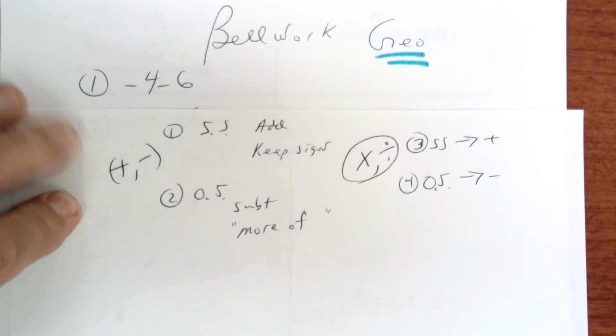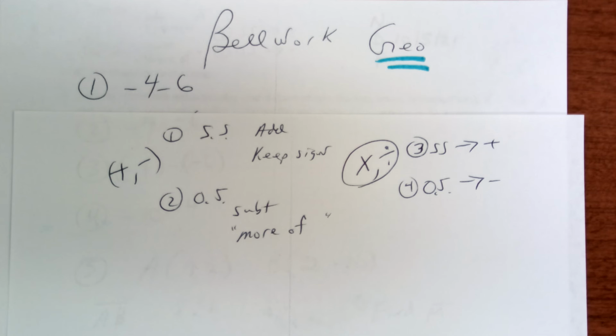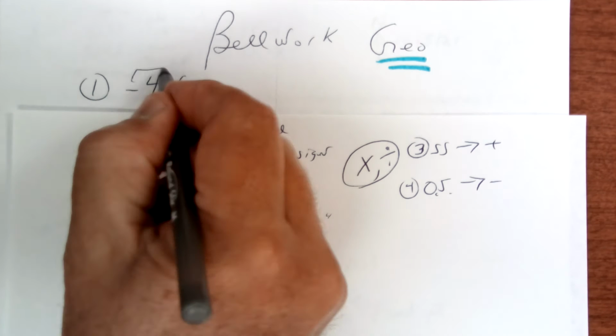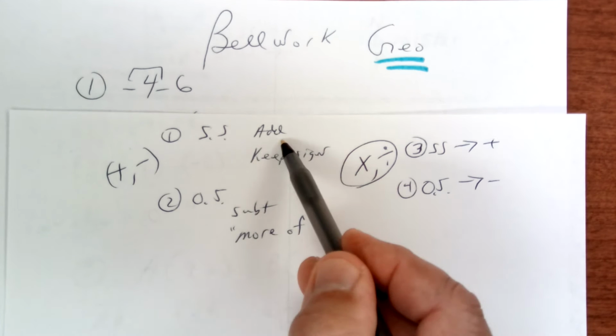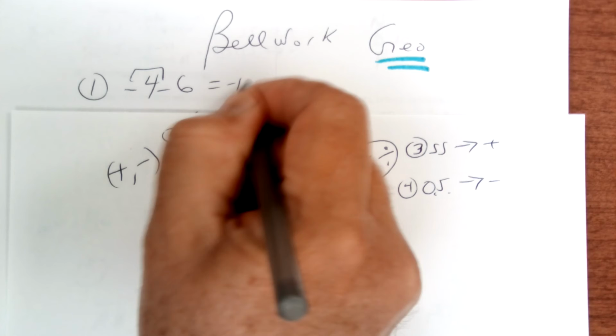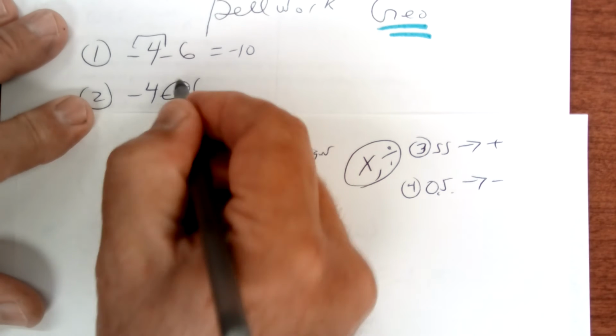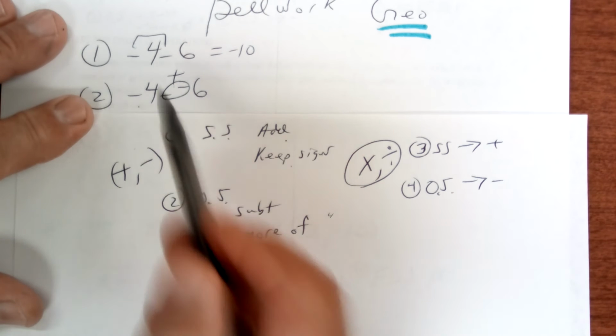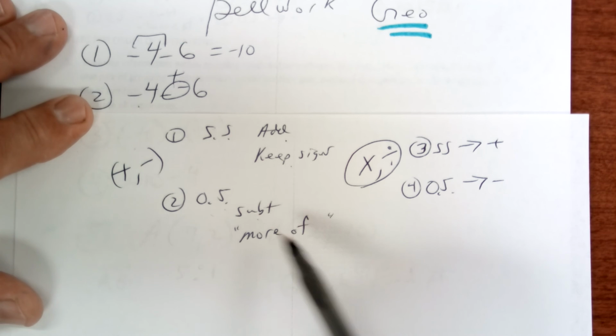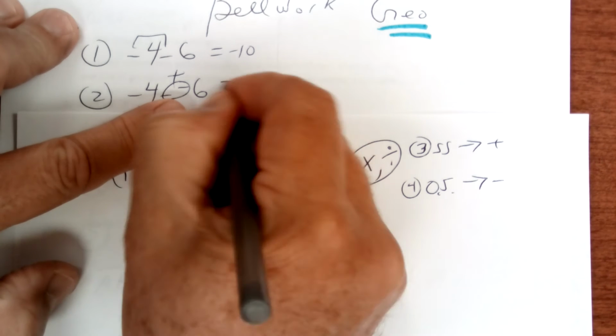Now look here, this is a minus, but the signs are the same, so you're going to add them up. That's rule number one, and keep the sign, so that should be a negative 10. And you have to learn these rules. This one right here is a double negative, that's a plus. Now the signs are opposite, so you have to subtract. You have more positives, so that's going to be a positive 2.